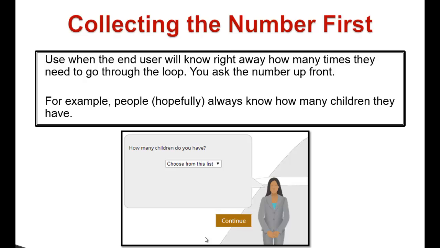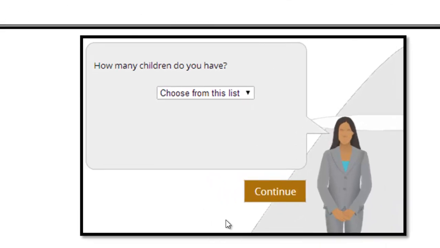The first way, collecting the number first, you use when an end user will likely know right away how many times they need to go through the loop. For example, people, hopefully, always know how many children they have. So when you have questions about children, like the child's name, date of birth, parent, other parent, address, people should know up front how many times they're going to have to go through that loop. So this screenshot is an example. You ask the question, how many children do you have?